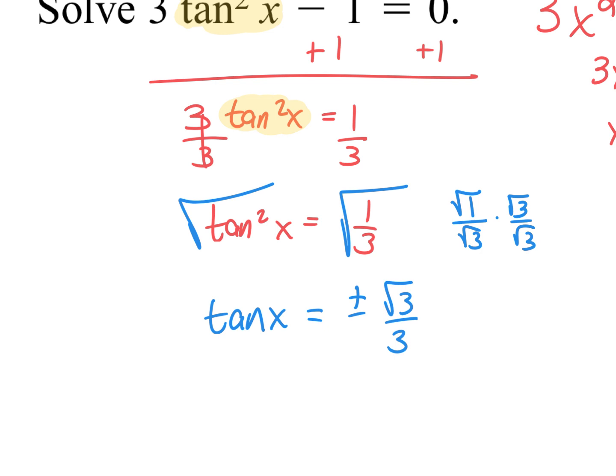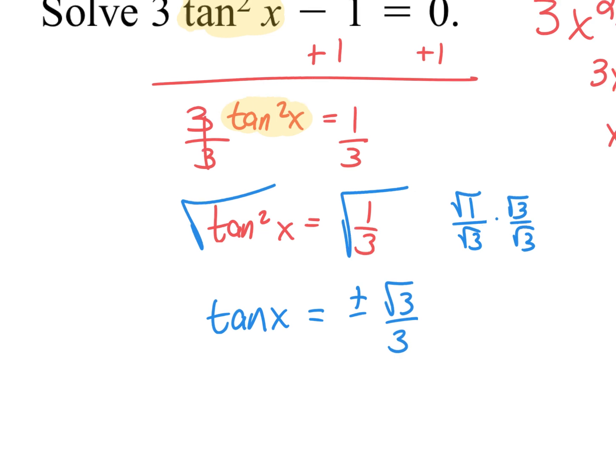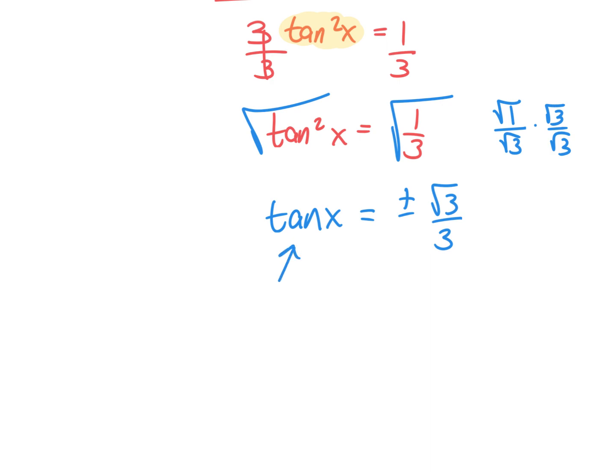That's not the answer I'm looking for. I want to know what angles have a tangent of positive or negative root 3 over 3. How many answers should I have here? 4. Because 2 of them have a positive tangent of that, and 2 of them have a negative. Now, think about this. Tangent is when I take the y value and I put it over the x.